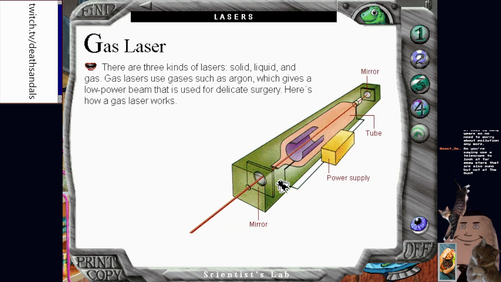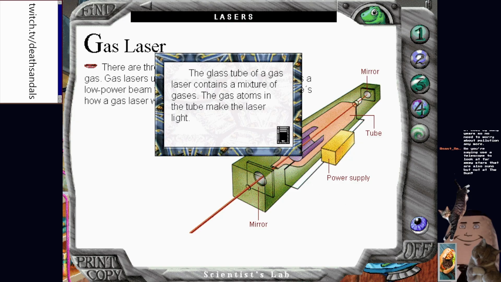Gas laser. There are three kinds of lasers: solid, liquid, and gas. Gas lasers use gases such as argon, which gives a low-power beam that is used for delicate surgery. Here's how a gas laser works. The glass tube of a gas laser contains a mixture of gases. The gas atoms in the tube make the laser light.